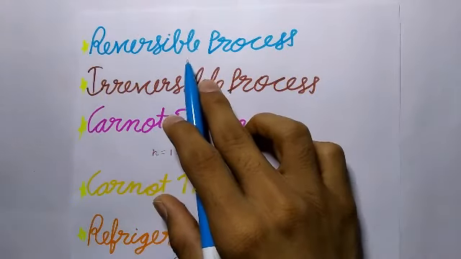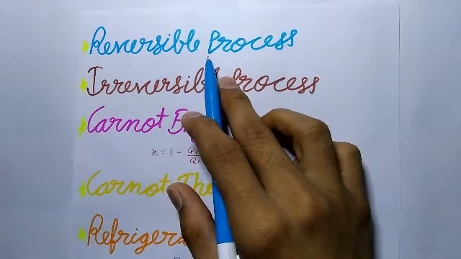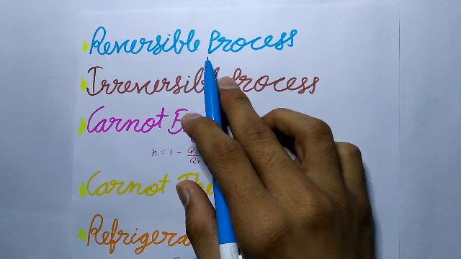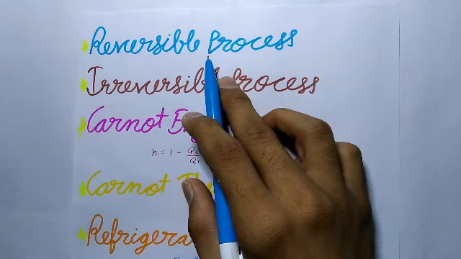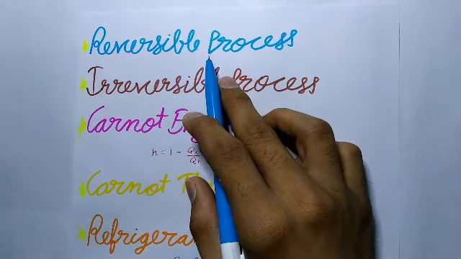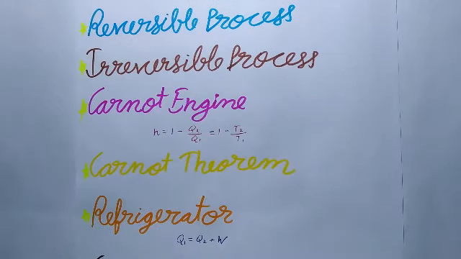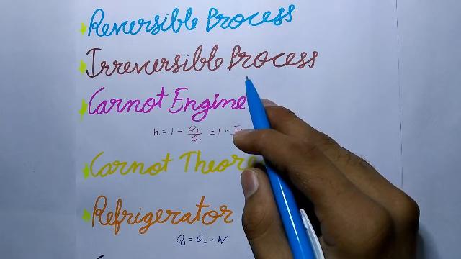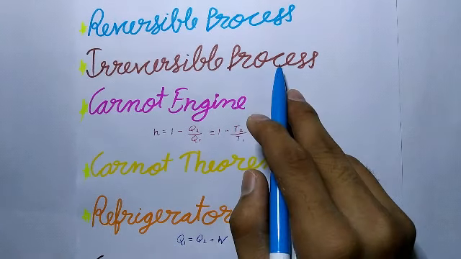Now, next is reversible process. A process which can be made to proceed in the reverse direction by a variation in its conditions, so that any change occurring in any part of the direct process is exactly reversed in the corresponding part of the reverse process, is called a reversible process. Irreversible process: a process which cannot be made to proceed in the reverse direction is called an irreversible process.